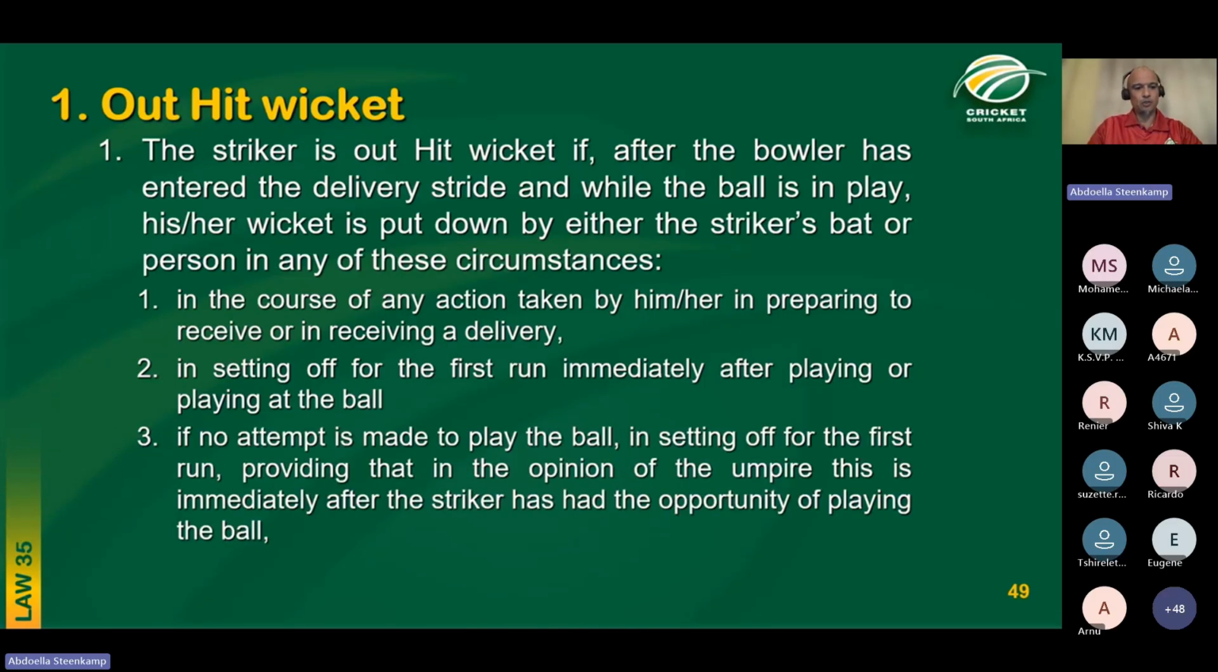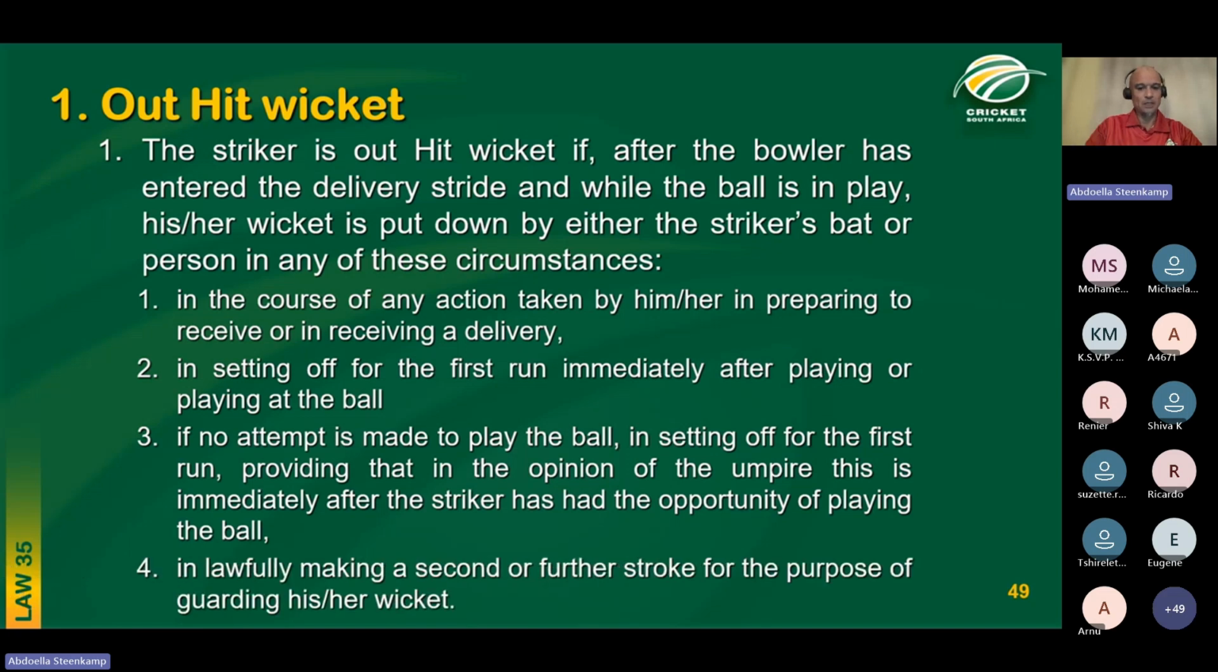Point 3, similarly to point 2, no attempt is made to play at the ball, and let's say the ball goes through the keeper's legs, now you set off for the first run. But again, it needs to be immediate. If setting off, not playing at the ball, if it's not immediate, it cannot be given out hit wicket. If it is immediate, that's a way you can be given out hit wicket. And out hit wicket, lawfully making a second, third, fourth strike if the striker wants to guard his wicket. So these are the 4 instances how you can be out hit wicket.